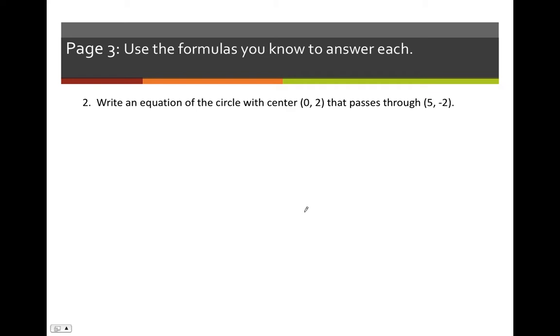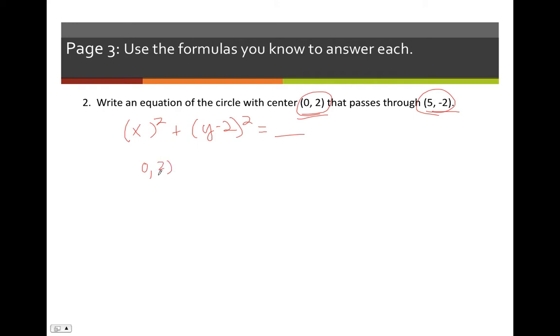Write an equation of the circle with center 0, 2, and it passes through that point. Well, I know what my center is, so I can start out as x plus 0, or just x squared, plus y minus 2 squared equals, now I've got to find my radius, so I need to know the distance from my center to a point on the circle.